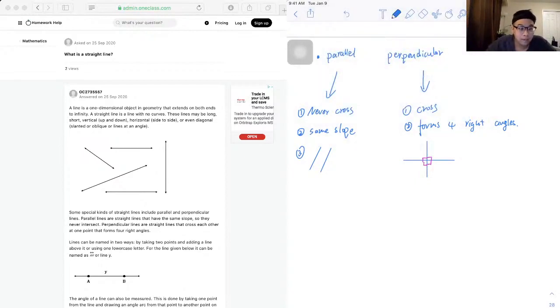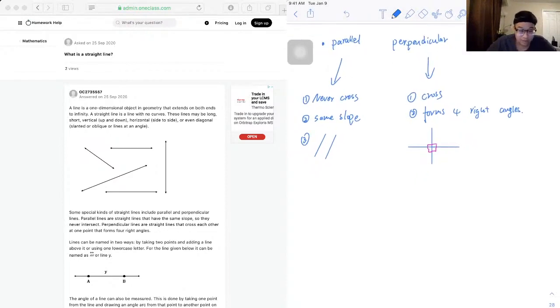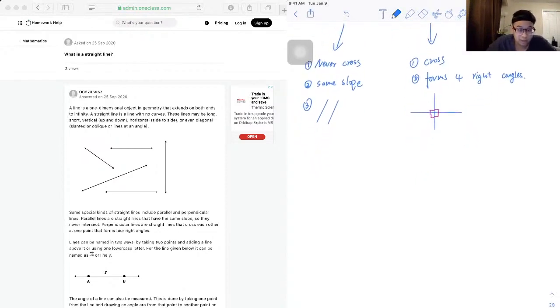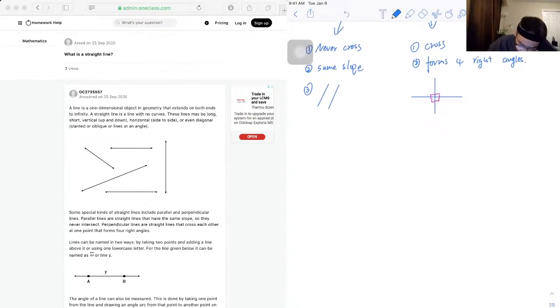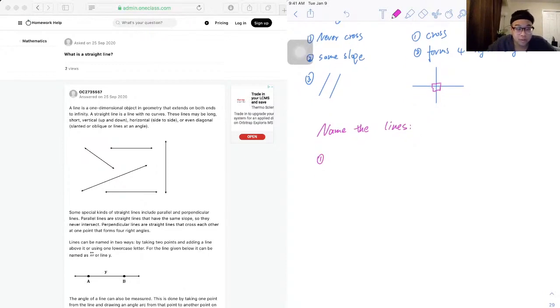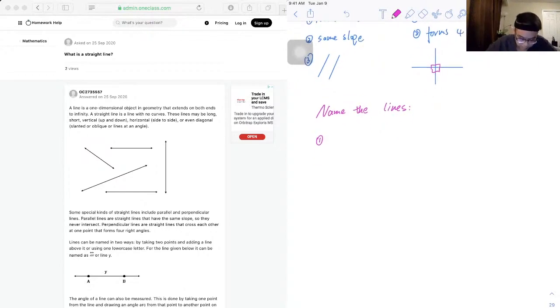And coming up, we want to name the lines. There are 2 ways. I'll write it down here. Name the lines. One way is taking 2 points and adding a line over them. So let's say we got a line like this. That's both sides to infinity.